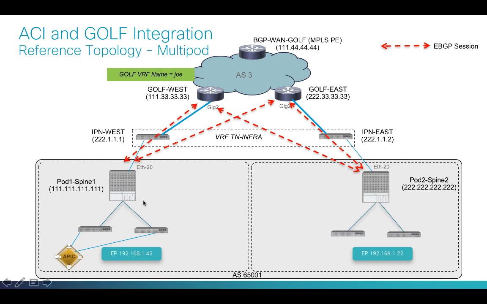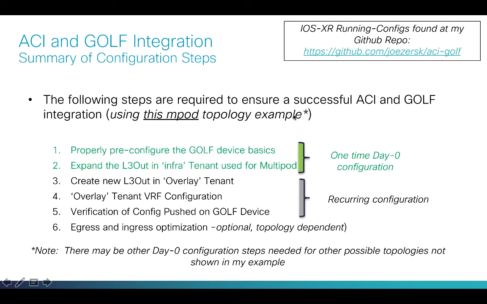In ACI, after we configure the Golf devices, we're going to build a tenant with a VRF, and we're going to call that VRF Joe, and we're going to see all of the configuration related to that VRF Joe in ACI automatically show up in the Golf router, and then from the MPLS-PE router, which is already pre-configured for this VRF, we'll be able to see how traffic flows. So in the rest of these videos, we're going to break it down.